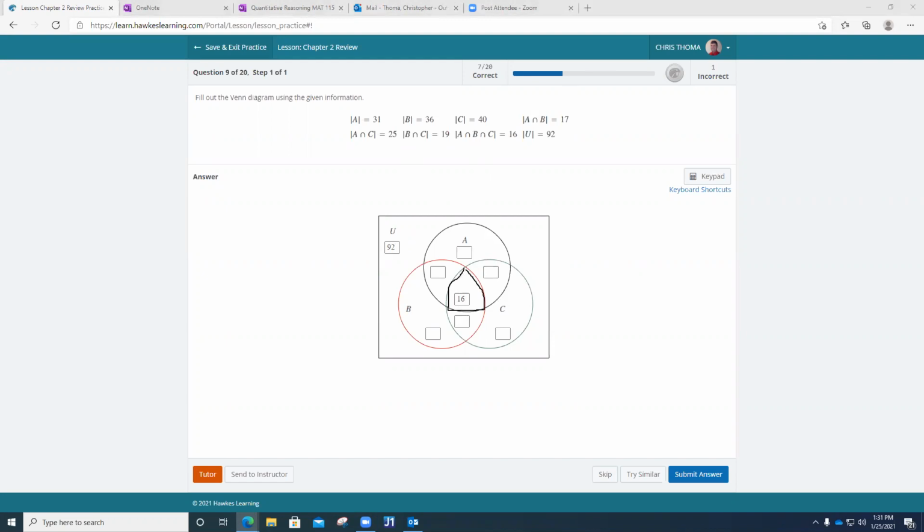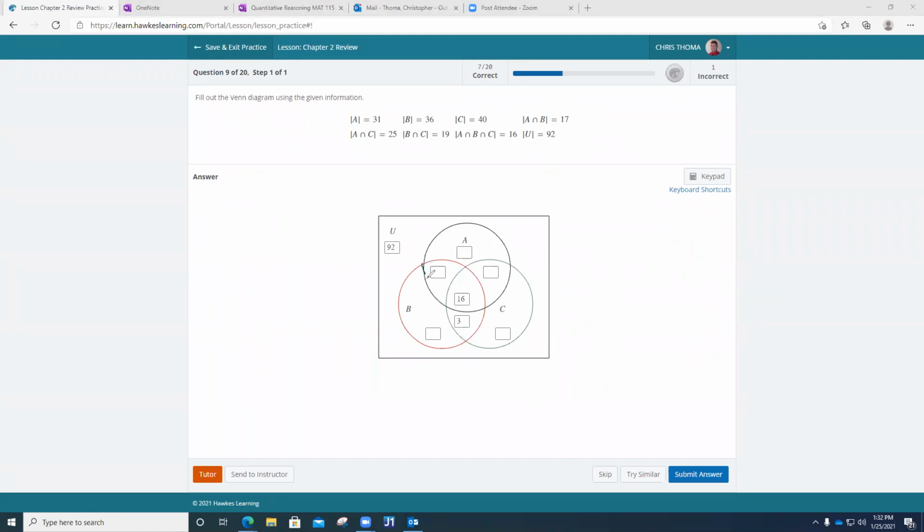So B and C, just to make this a little bit neater, I'll get rid of that triangle. So where is B and C? B and C is this guy right there that I'm circling. So if there's 19 in B and C and there's 16 already in there, that means this one has to be 3 because 16 plus 3 is 19. That number's done.